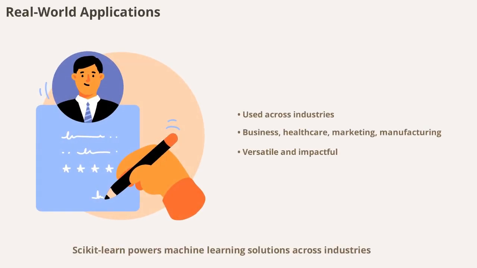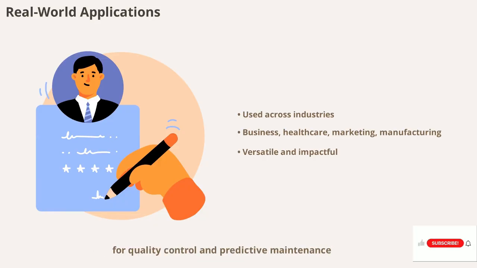Scikit-learn powers machine learning solutions across industries. In business and finance, it's used for customer churn prediction, credit risk assessment, and fraud detection. Healthcare applications include disease diagnosis and patient readmission prediction. Marketing teams use it for customer segmentation and recommendation systems, while manufacturing relies on it for quality control and predictive maintenance. The versatility of Scikit-learn makes it a go-to tool for practical, impactful machine learning.